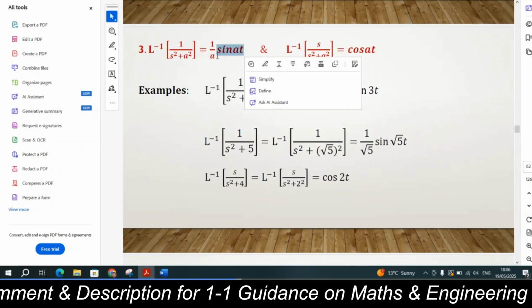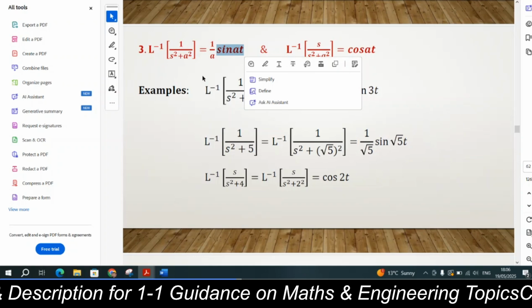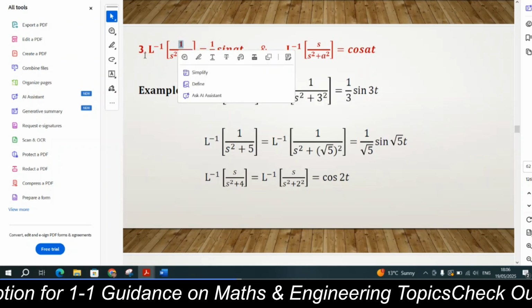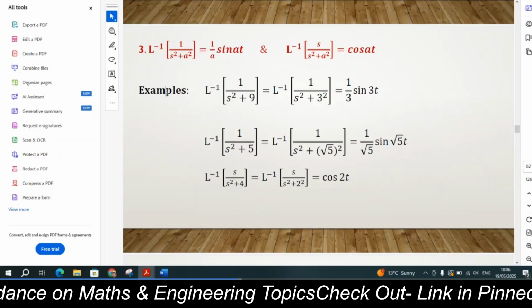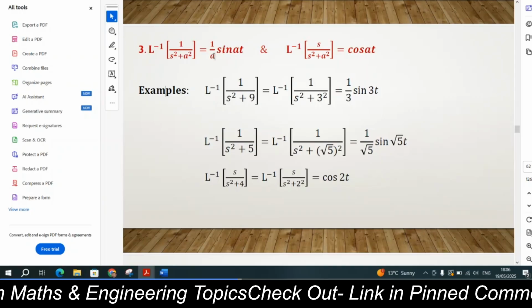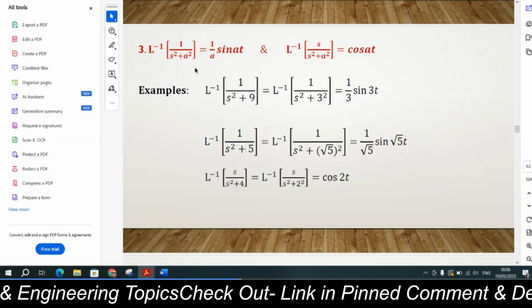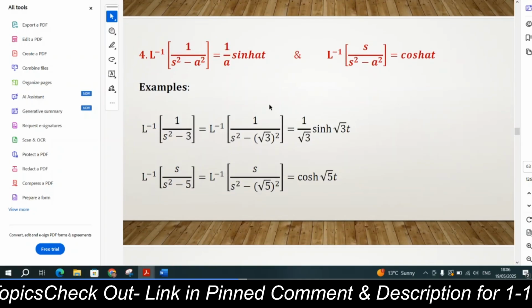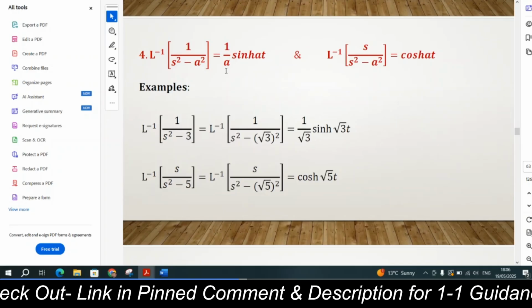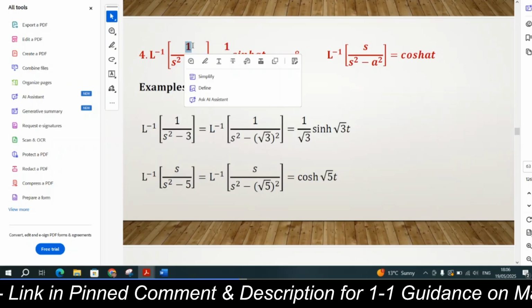So why does the sine one have a denominator? You mean this, the number? Yeah. Why is it 1 upon a sine at? Correct. You understand, for sine at, the Laplace transform is a upon s square plus a square. Oh, right. But we do not have an a over here. So since you need an a upon, you will multiply a upon a. One a will remain in the inverse Laplace. The other a will come out in the answer. Got it. Yes, sir. Is that clear?